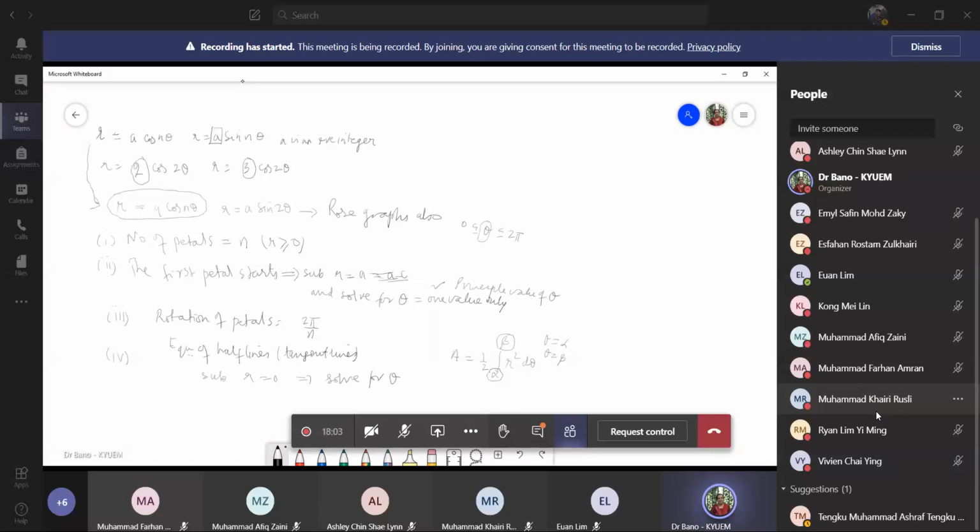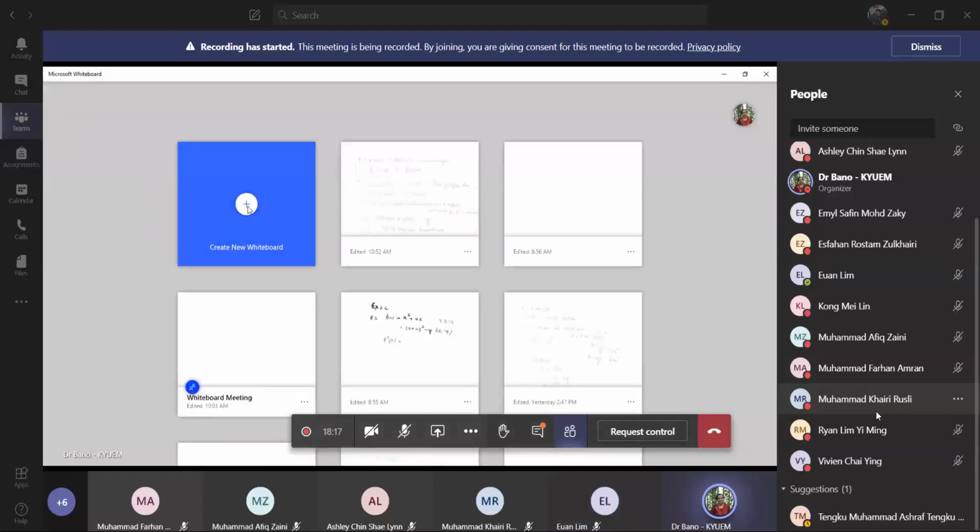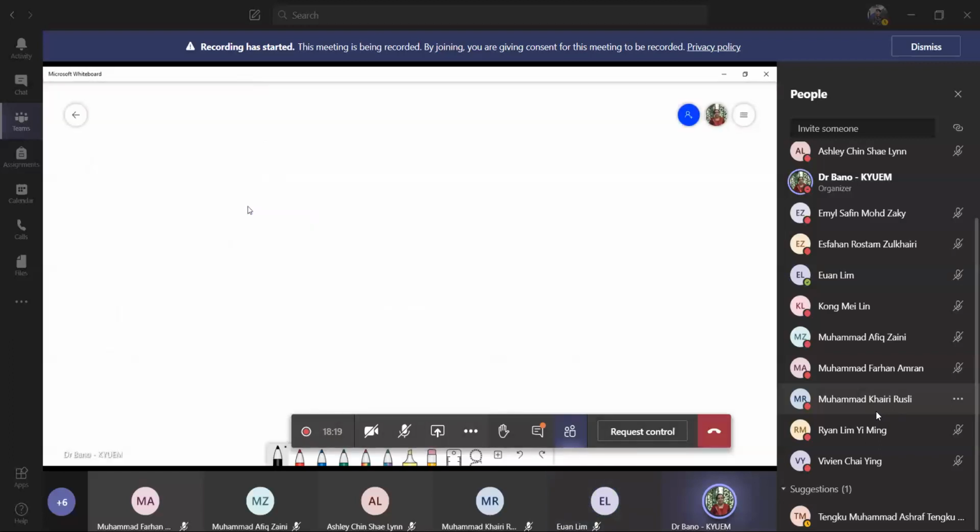Any questions? No. So we will proceed to the particular example now. Let us get started with r is equal to a cos 2 theta.